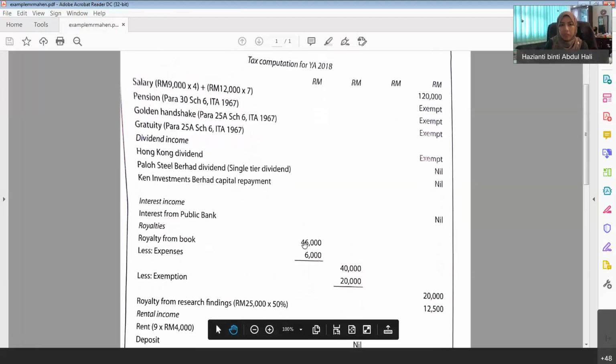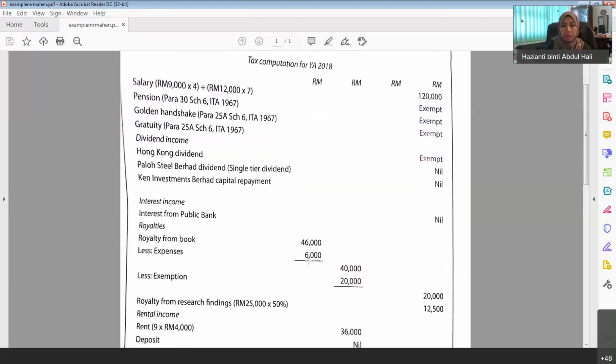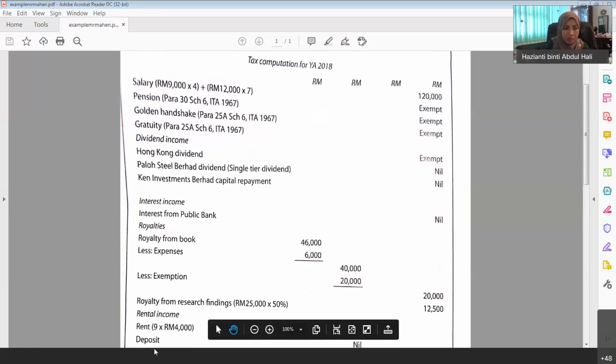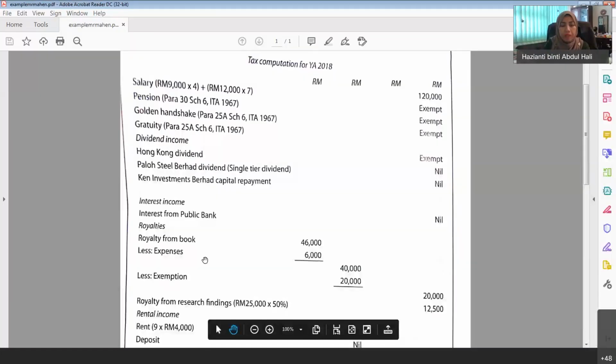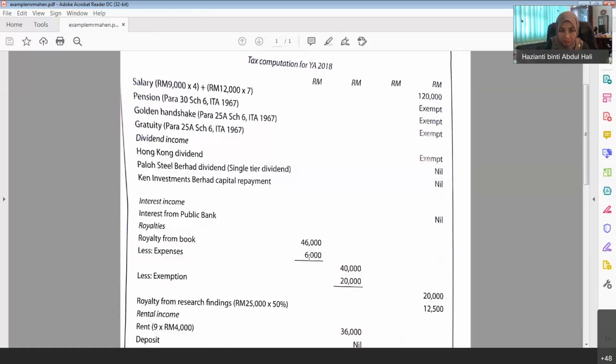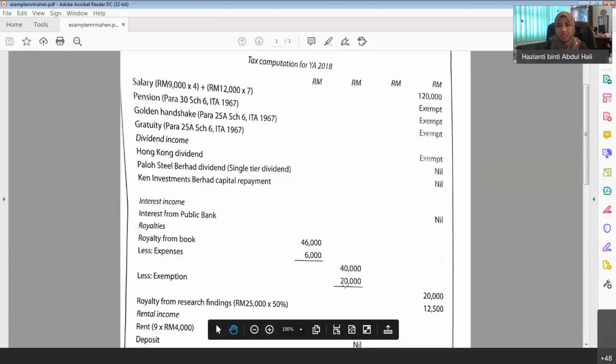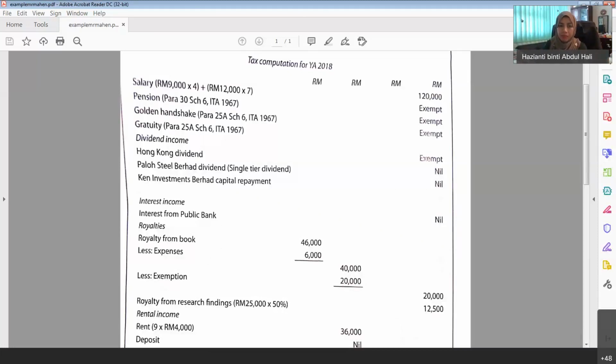Alright, so there is a royalty from a book. But remember, there are also expenses of 6,000 for the translation. Where was the question? Alright, he writes a book, okay, earns royalties of 46,000, but he paid 6,000 to a colleague to edit the book. So that is actually an allowable expense, because that is also an expense that can be deducted. 6,000, so we get 40,000. Then only we deduct the exemption. Don't deduct the exemption above first, because here he has expenses. So you deduct the allowable expenses first, then you.